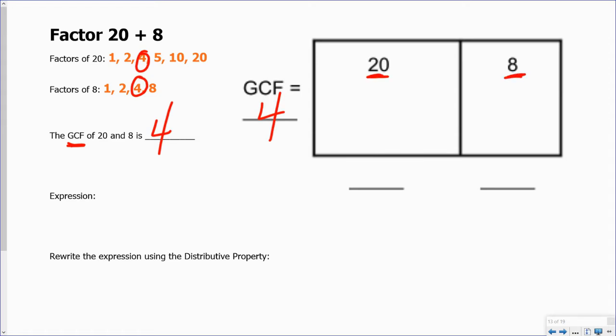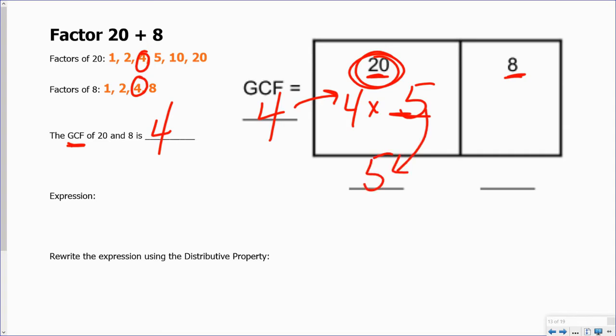So using my area model here, I know that I take 4 and I multiply it by some number to get 20. Well, 4 times 5 is equal to 20. And then my 5 would go down here. And then I also want to know 4 times what is 8, and that is 2. And so then my 2 would go down here.